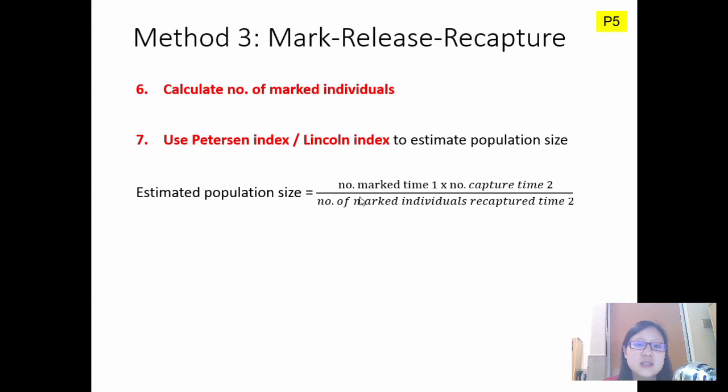And the equation is this: number marked time 1, so the first time, times the number you captured second time, divided by the number of marked individuals recaptured in the second time. So how do you use this equation?